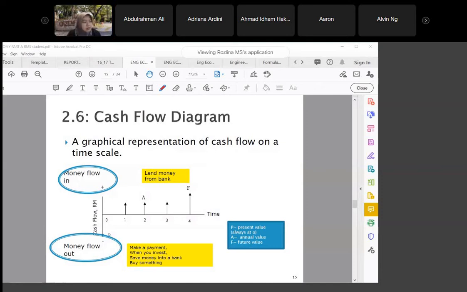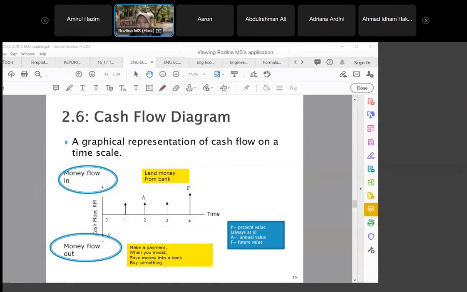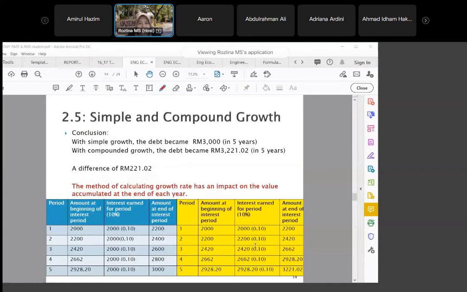Okay, what have you learned in your previous class? The last one was cash flow. Cash flow diagram is the last one. Have you started on this yet? A little. Okay. This one, simple and compound growth, you've seen what is the difference between the simple growth and the compound growth.